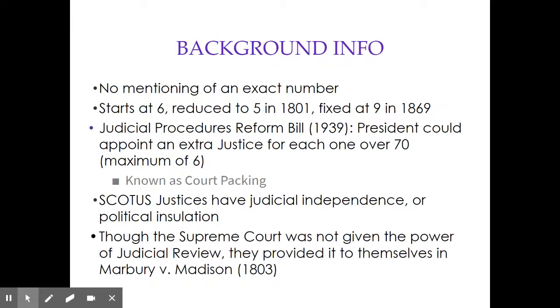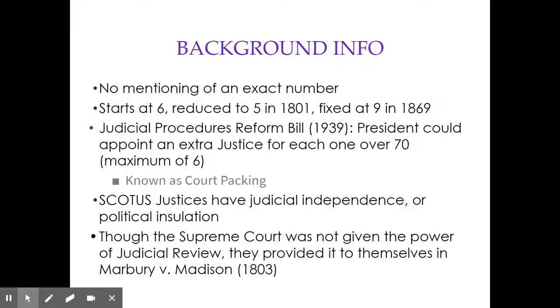And then obviously, it's also important to note that the Supreme Court was not given the power of judicial review, which is what we usually talk about them doing, which is reviewing the actions of the president and Congress to make sure that they're constitutional. This is not something that the Constitution actually gives the Supreme Court.